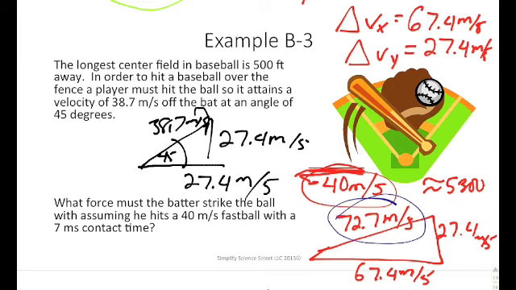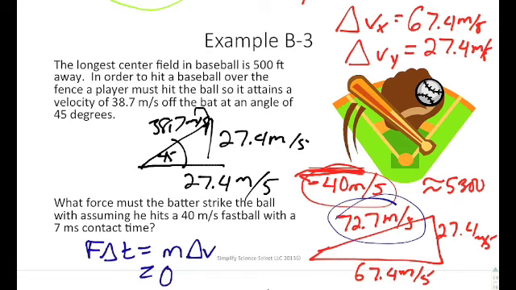Now, if we're trying to figure out the force that the ball is struck with, we can use our equation F delta T equals M delta V. I have my delta V is going to be 72.7. We have the mass of a baseball that we've talked about before is about 0.144.